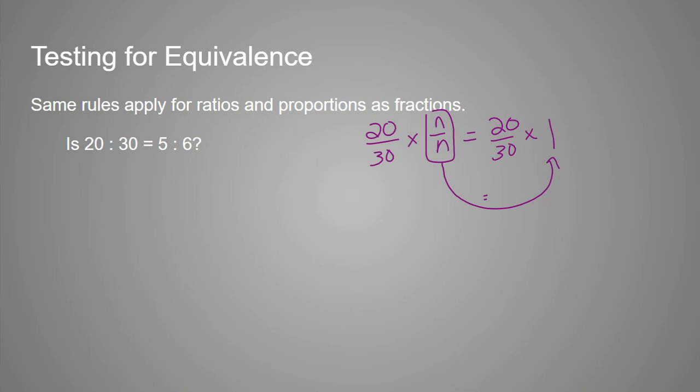So what we're going to do is test to see if we take 20 divided by 5 and 30 divided by 6 whether we come up with 1. If we come up with 1, these are proportional. If we don't, these are not proportional. 20 divided by 5 is 4. 30 divided by 6 is 5. Because 4/5 is not equal to 1, this is not proportional.